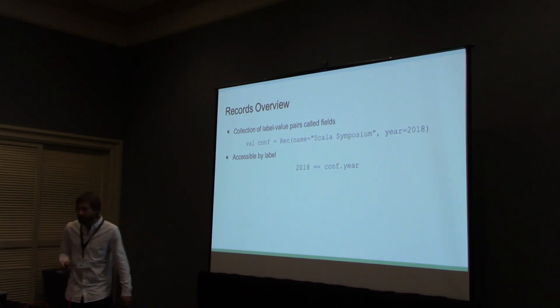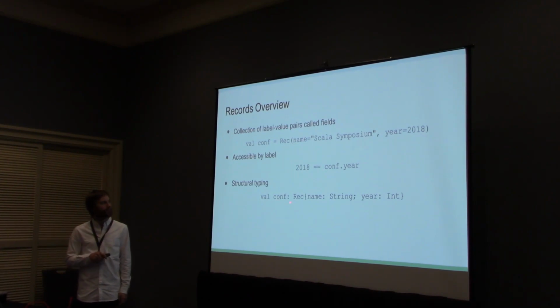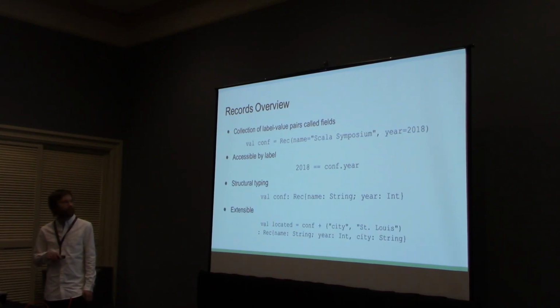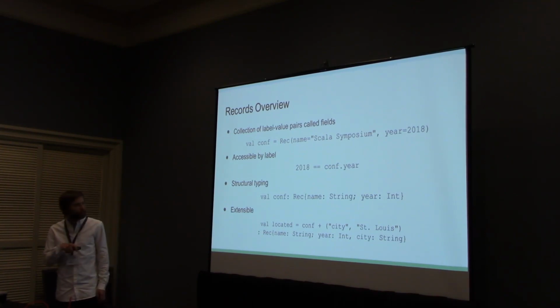But most importantly, we want this record to be structurally typed automatically. So once you create a record like this, it would get this structural type, in this case as a structural refinement. But we also want these records to be extensible, so you can have an existing record like conf there, and then you can add a field, like the city field with the value St. Louis, and this field should be reflected in the return type. So the result of this would be a record with three fields in this case.